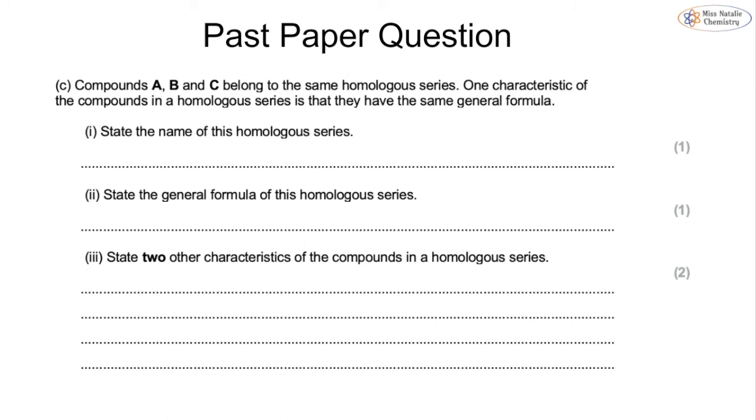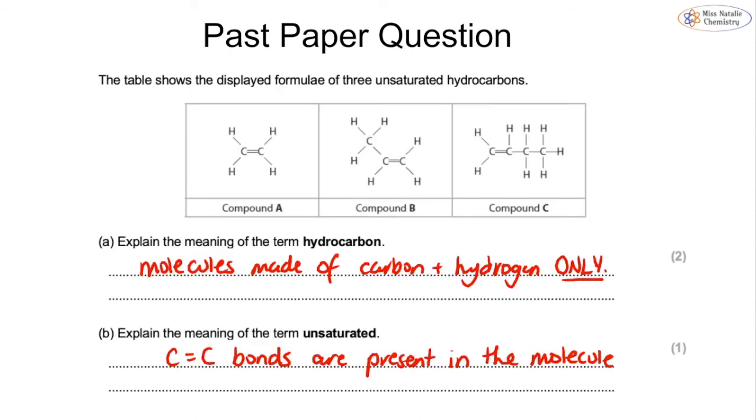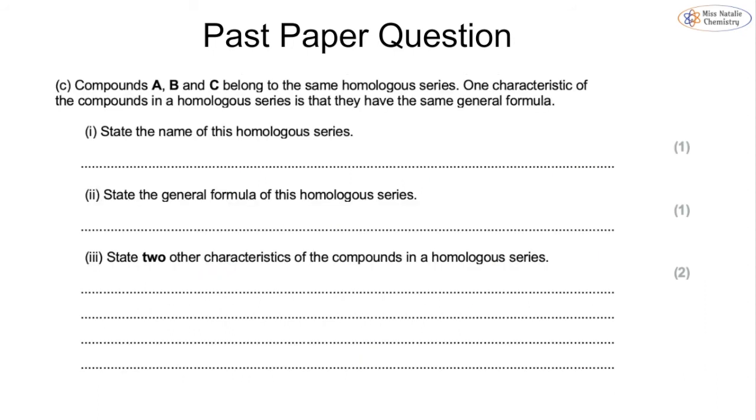So compounds A, B, and C all belong to the same homologous series, and one characteristic of a homologous series is that they have the same general formula. So the first part is, what is the name of this? So if we go back, we can see that they are all containing double bonds, and we've been talking about it this entire video. This is the alkenes. And then what is the general formula? Well, it's CnH2n. And be careful to make sure that your n and your 2n are subscript. They should not be the same size as your carbon and your hydrogen.